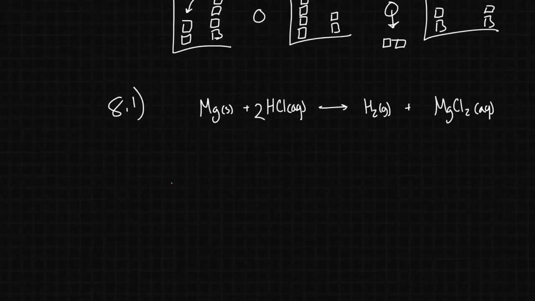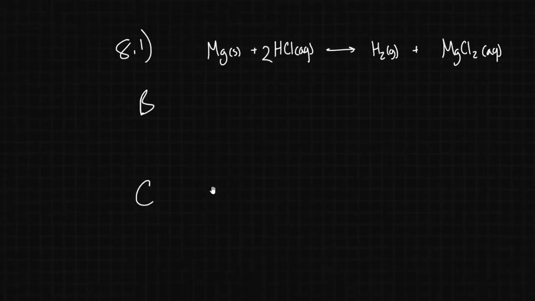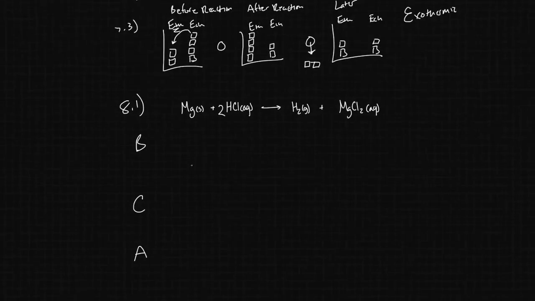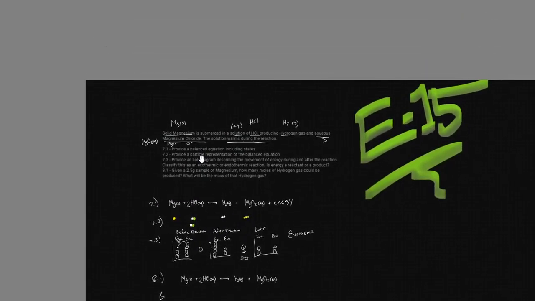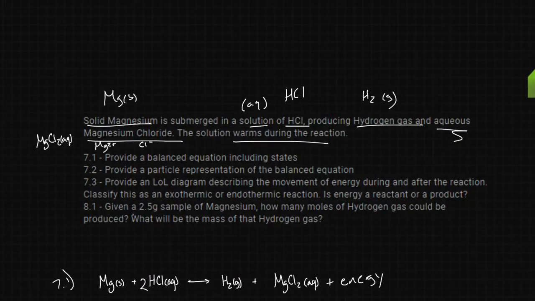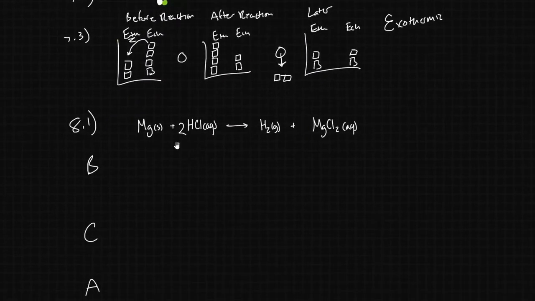And we need a B, C, and an A. So the B row is what you actually have. So how much magnesium do we actually have? Well, let's go back and look up here. Given a 2.5 gram sample of magnesium. Okay, so we have 2.5 grams of this stuff.